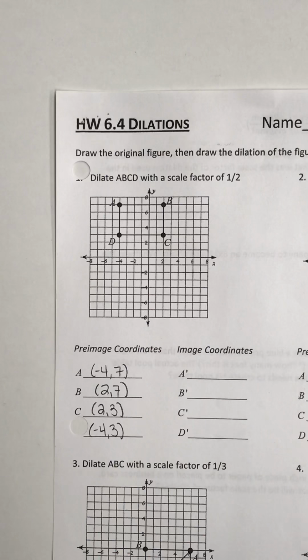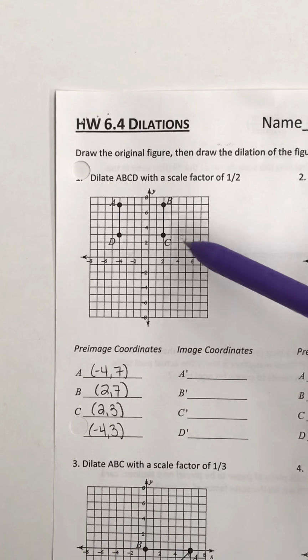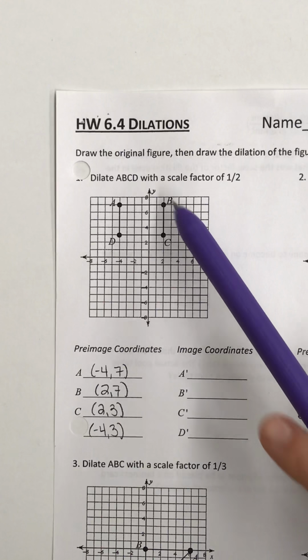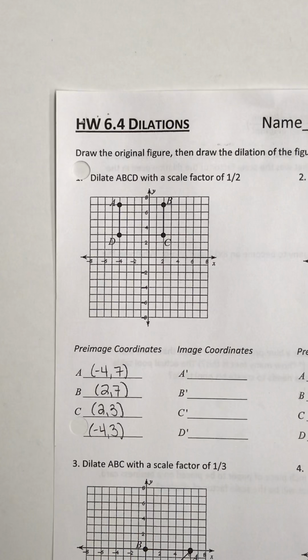In section 6.4, we talk about dilations and how the scale factor, if the scale factor is smaller than 1, that will shrink your shape on the coordinate plane. And if your scale factor is larger than 1, it will enlarge your shape on the coordinate plane. Notice for question number 1 here, I have a rectangle, ABCD, and it wants me to use a scale factor of 1/2 to dilate the object. Now, 1/2 is smaller than 1, so it's going to shrink my object.